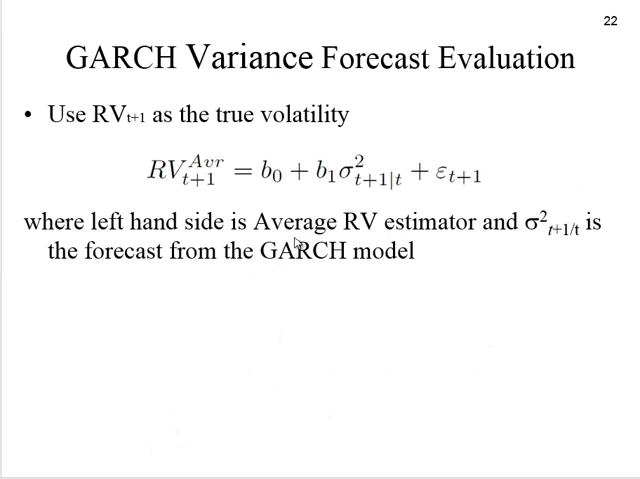Finally, to evaluate our forecasted variance, we run a linear regression between the true volatility, that in this case is going to be computed with a realized variance measure, in specific the average realized variance, and the forecasted volatility. This forecasted volatility comes either from a GARCH model, an ARMA model, or a HAR model. The null hypothesis is that B0 is equal to 0 and B1 is equal to 1 to have a good forecasting model.